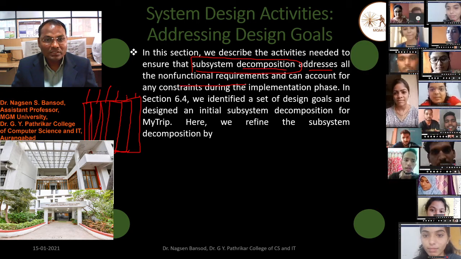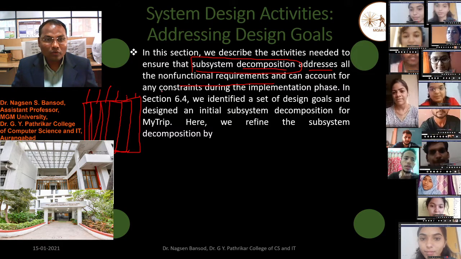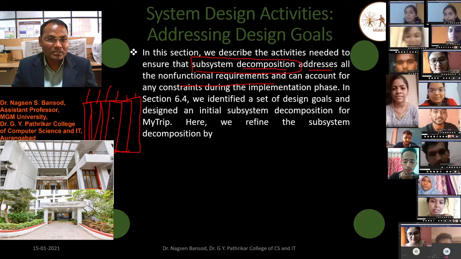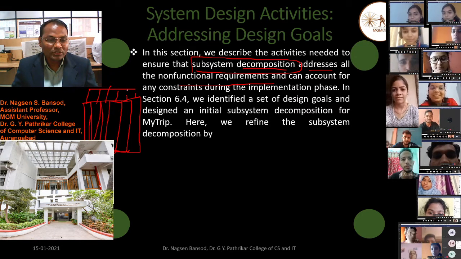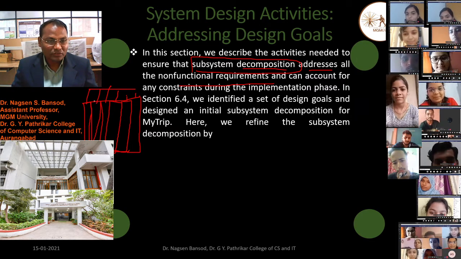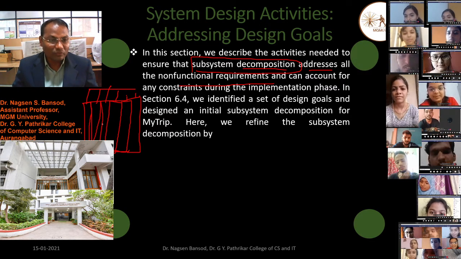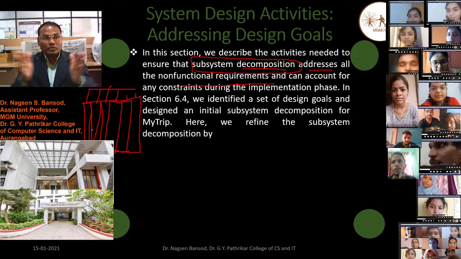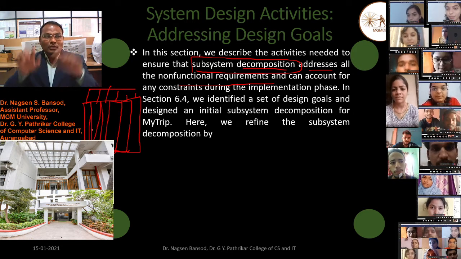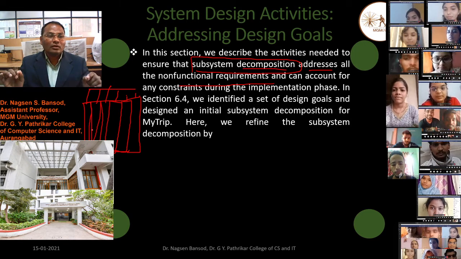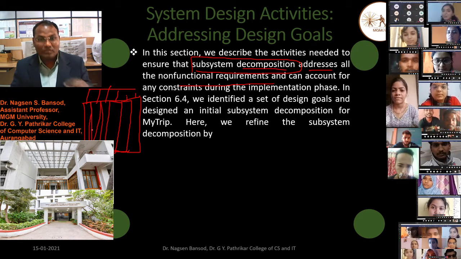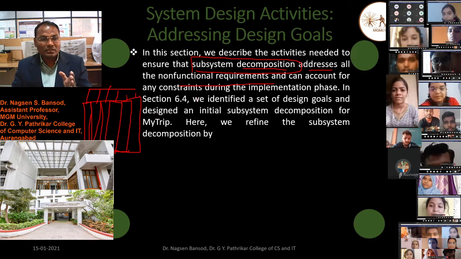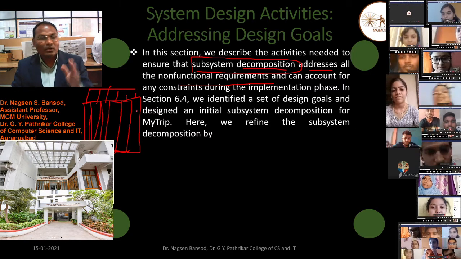address all the non-functional requirements and can account for constraints during the implementation phase. We are doing this segmentation, decomposition. All of these are non-functional things. This is not a functional thing. This will not work until we join this decomposition. Until we join these subparts into one system, these are not functional things. Once we design and implement and join all these, then it will become a functional thing.